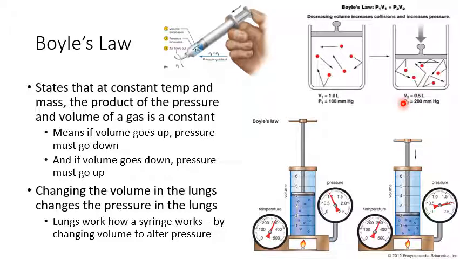If the volume goes down, the pressure will go up. If the volume goes up, the pressure will go down. It's the same thing in your lungs, and it's the same principle that a syringe operates on. When you push down on the plunger, you're reducing the volume. When volume goes down, pressure goes up.